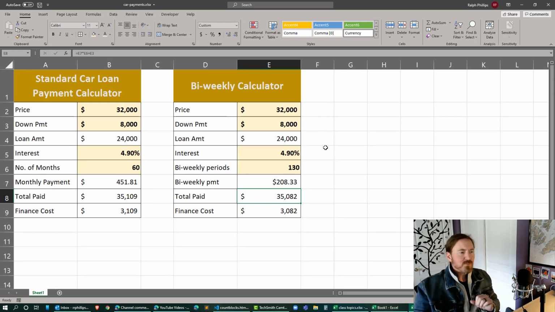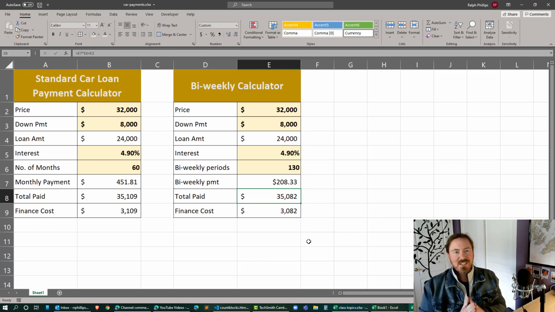Cool. All right. So now we've got a more updated and accurate bi-weekly payment calculator. If we were doing bi-weekly payments, then there would be 130 2-week periods throughout that time span, and we would be paying $208 every 2 weeks. You'll notice that our total paid is a little bit less than if we did monthly, and our finance cost therefore is a little bit less. So that's actually going to be accurate.